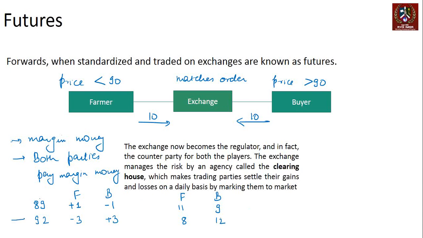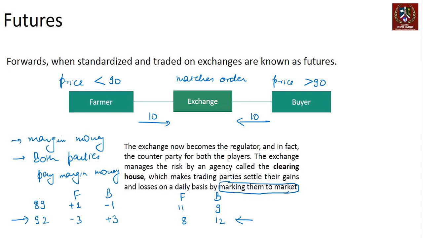Note that if they put in the trade at 90, then 92 would mean that the farmer is losing 2 and the buyer is making 2, right? That's what is happening in their respective accounts. This concept is known as marking to market, and that's how the counterparty risk is mitigated, because the exchange ensures that this payment is done on time.